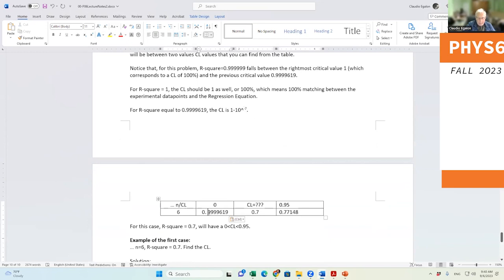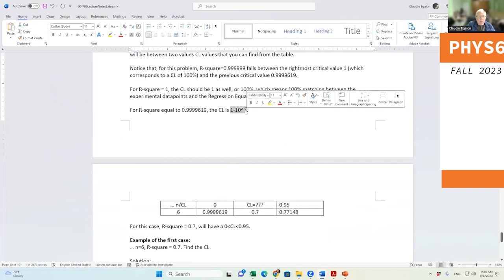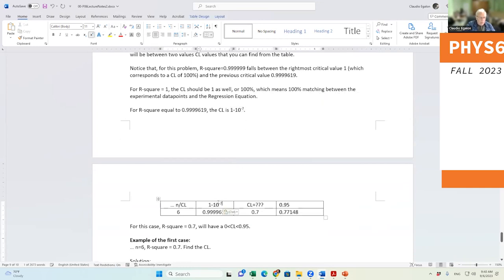Right? 0.99 is going to be here. CL, oh, I don't need the symbol here. Straightforward, right? Once you know one extreme, you know the other extreme. Here, the CL is going to be 1 for R squared equal to 1. Right? And now what would be my CL for this one here?